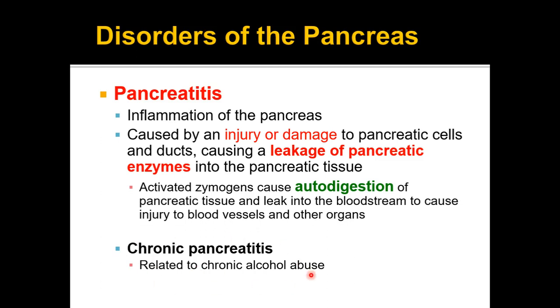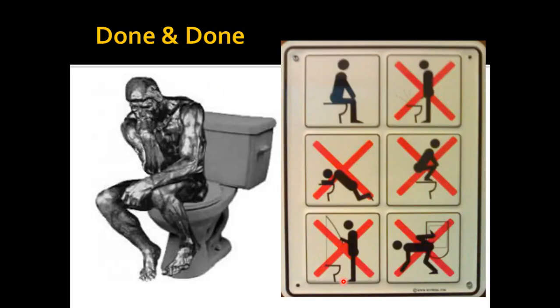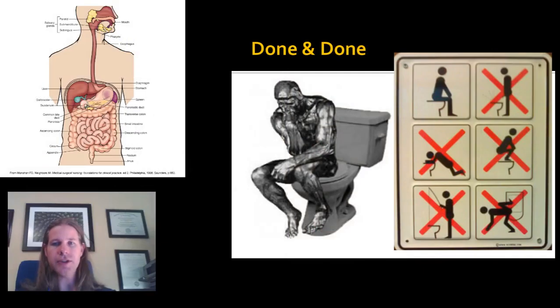Also, chronic pancreatitis, that's just chronic inflammation of the pancreas, most often caused by alcohol abuse, and the risk is still the same, that there's potential for leakage of these pancreatic enzymes causing autodigestion with this chronic form as well. All right, guys, so that's going to do it for the GI alterations.